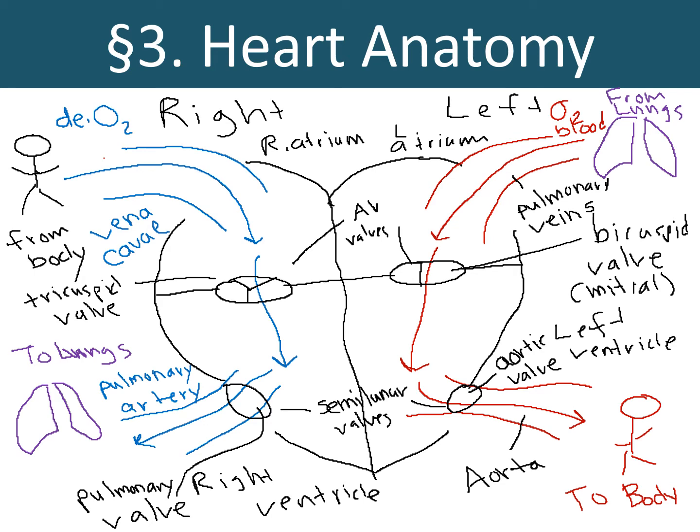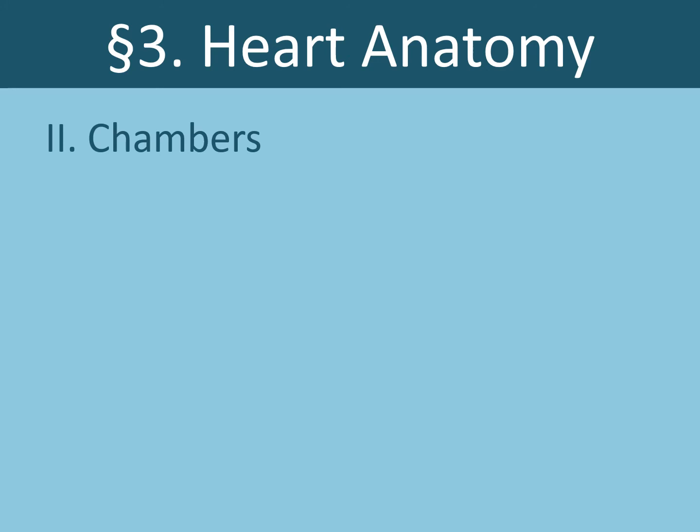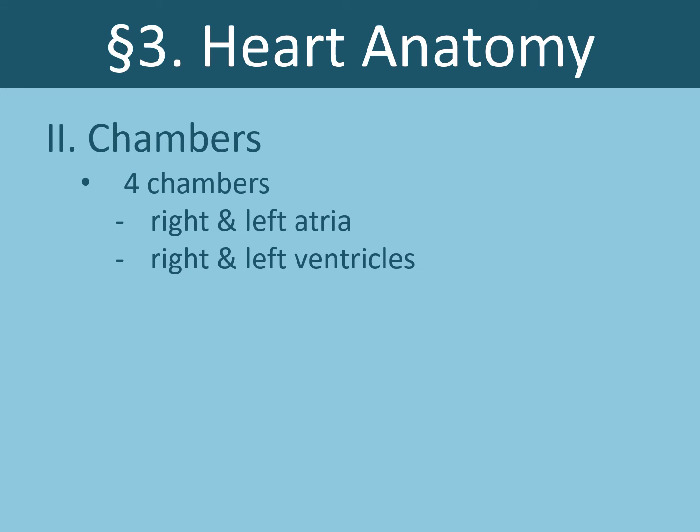And that'll do it for our diagram of the heart. Now we'll discuss the parts of the heart individually. Let's begin with the chambers. The heart is divided into 4 chambers, as we saw. The right and left atria on top, and the right and left ventricles below. Let's start with the atria. The term atria is plural, and atrium with an M is singular, just to make that clear.